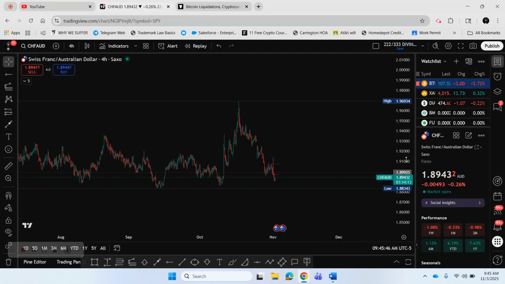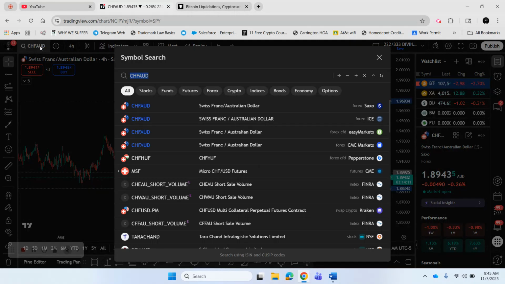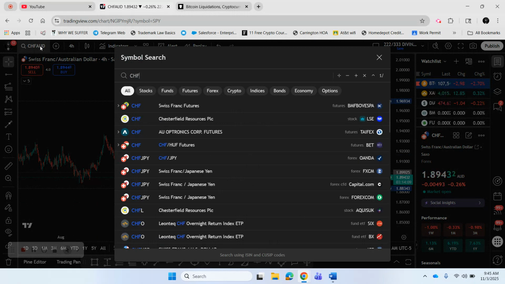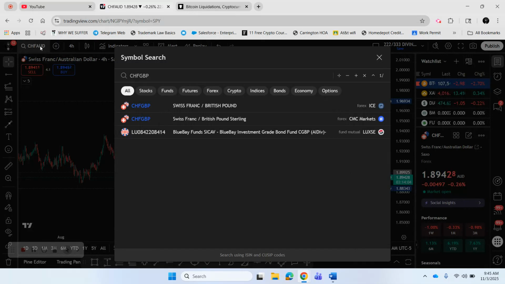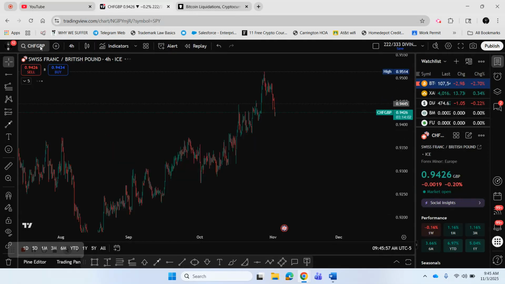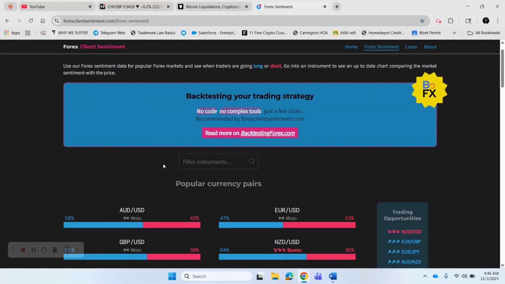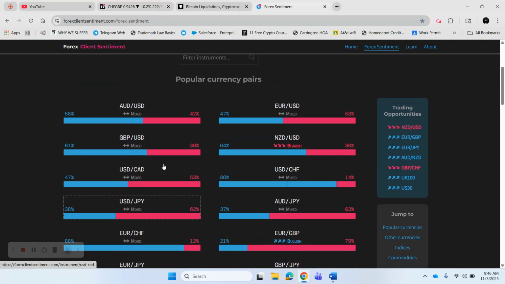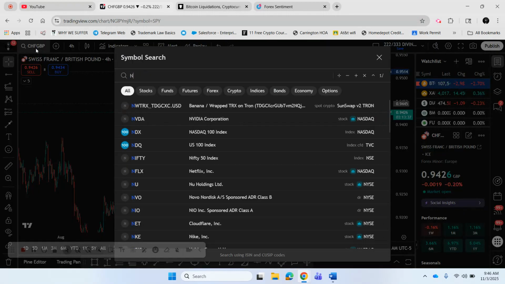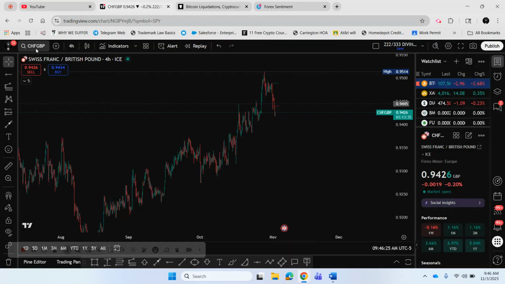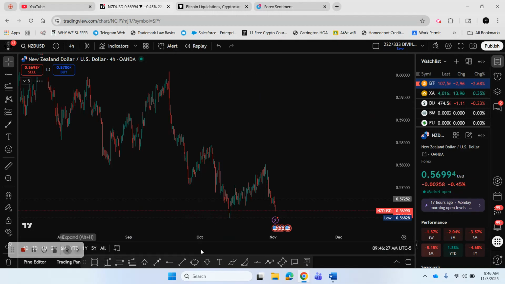All right, so the franc is not doing as strong as we want. So we're going to check something else out too. Still GBP. All right, let's do this. All right, so I'm on Forex client sentiment. I'm going to look at some of the. All right, so we got the New Zealand dollar USD, 64% long. NZD USD. All right, so 64% long.